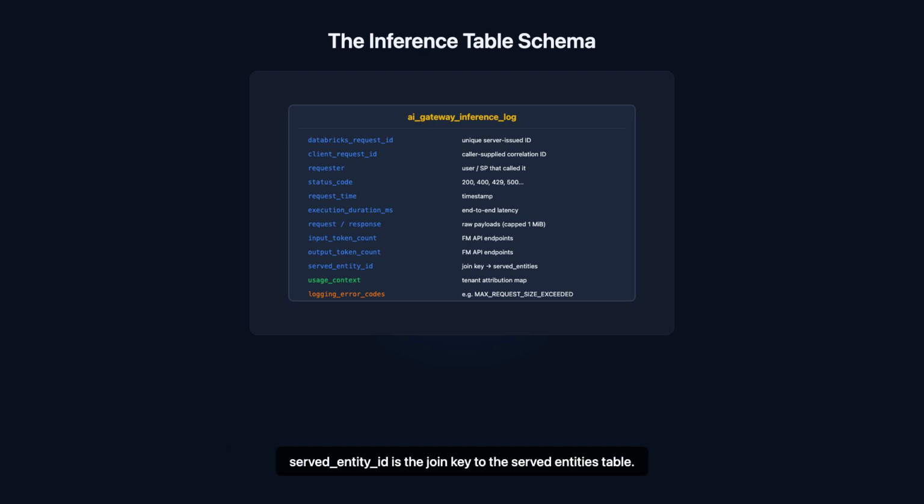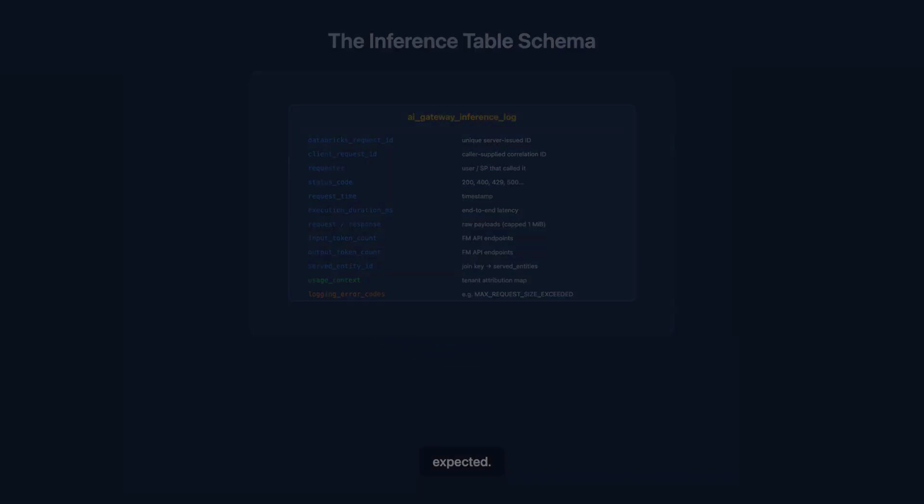Served_entity_id is the join key to the served entities table. Usage_context, in green, is your tenant attribution map, and logging_error_codes, in orange, is how you find out the row didn't capture what you expected.